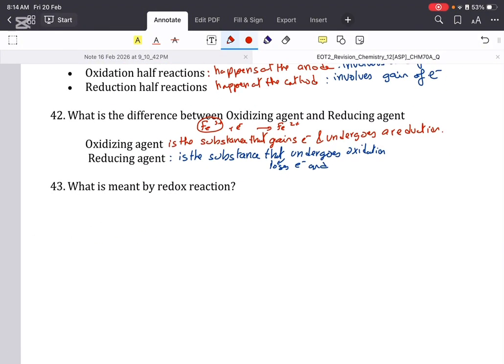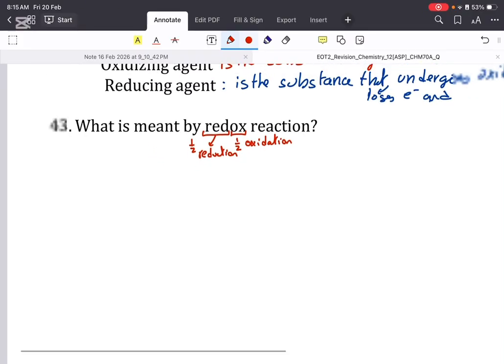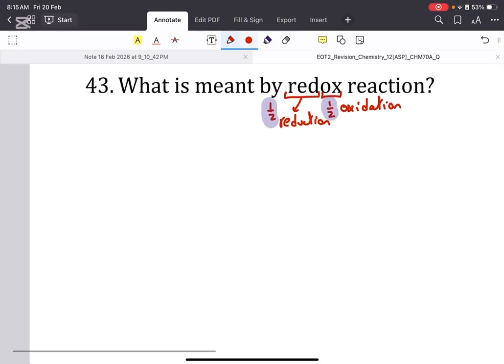What is meant by redox reaction? When you read the word redox, it involves the half reaction of oxidation and the other half of reduction. When we add them together, because a reaction cannot be only loss of electron or only gain of electron, they have to occur both together. One part loses, one part gains, so that they form a full complete equation of redox. That's why we call each one a half equation, because they make one full reaction.